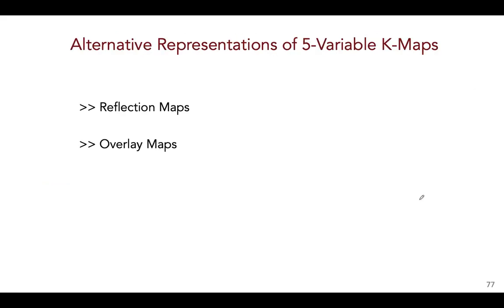All right. Now let's take a look at the 2 main alternative representations of 5-variable K-map. So the one that we just saw, in which we spread this 5-variable K-map across 2 sets of 4-variable K-maps, is the simplest method. Then there are 2 other ways we can represent 5-variable K-maps. These are reflection maps and overlay maps. So we're going to discuss each of them in a bit more detail now.